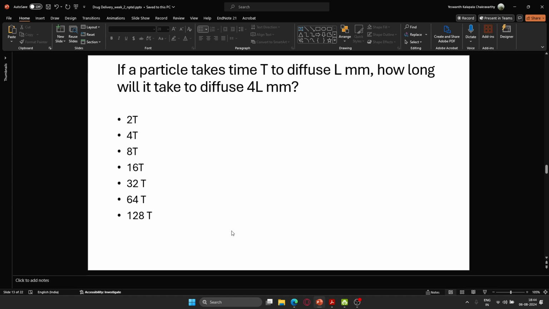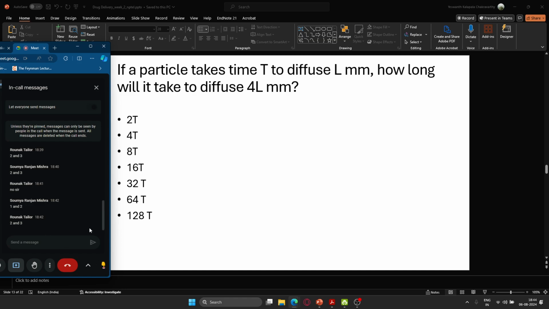Okay, moving on. A little bit of a numerical question. If a particle takes time t to diffuse L millimeters, how long will it take to diffuse 4L millimeters? Any idea? So some particle is taking time t to diffuse L millimeters. How long will it take to diffuse 4 times the distance? I'll give you guys some time to think about this.